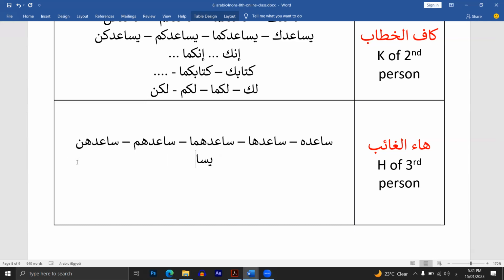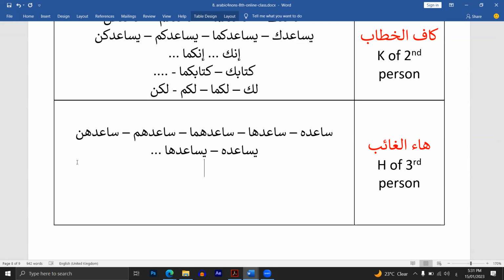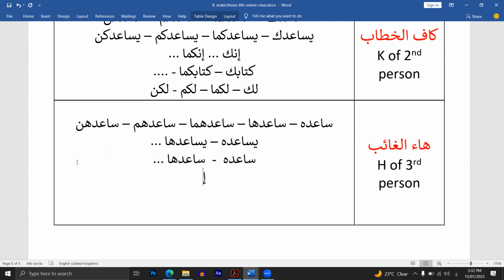It will show up also in the present, يساعده, يساعدها, and so on. And it will also show up in command, ساعده. I'm giving someone a command, ساعده, help him. ساعدها, help her, and so on till the end. And whenever it comes as part of inna, innahu, innaha, in this case it will be the noun of inna.